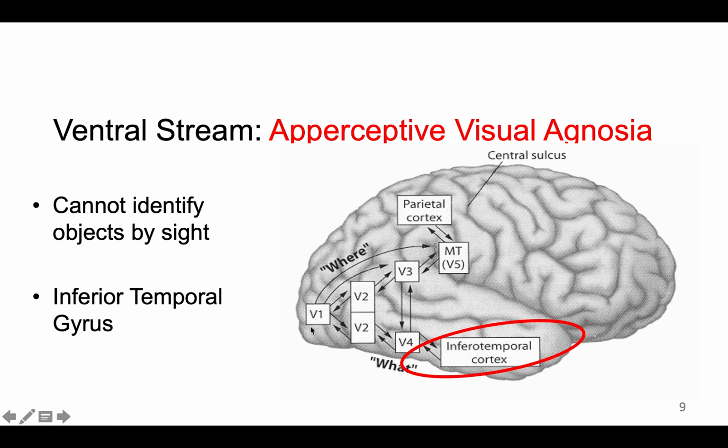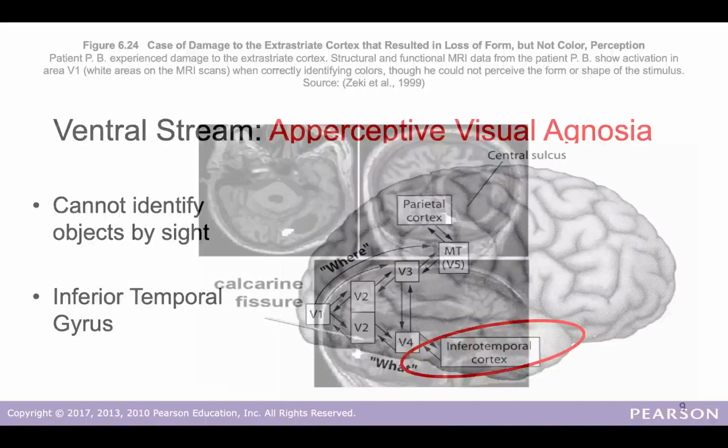Because this pathway is important in object identification, if you have damage to this pathway, you have a problem called apperceptive visual agnosia, inability to identify objects by sight. So if you looked at that picture of the man made out of fruits and vegetables, you could see different colors and shapes, but you would not be able to identify the fruits, vegetables, and flowers.